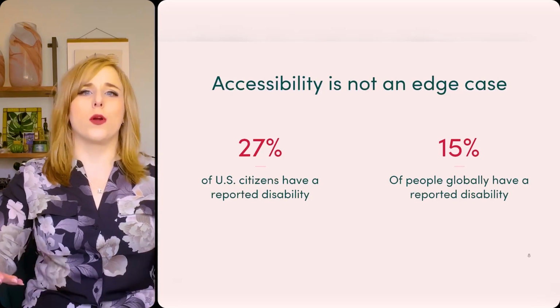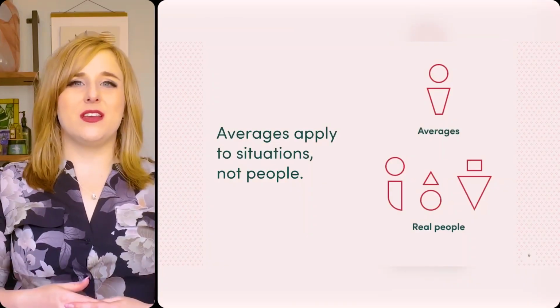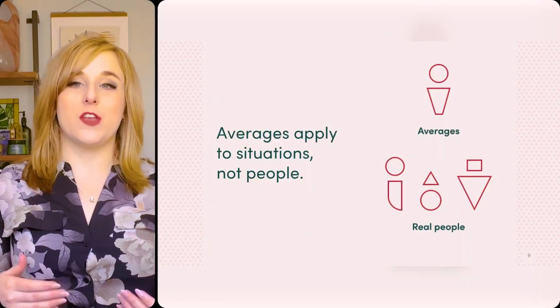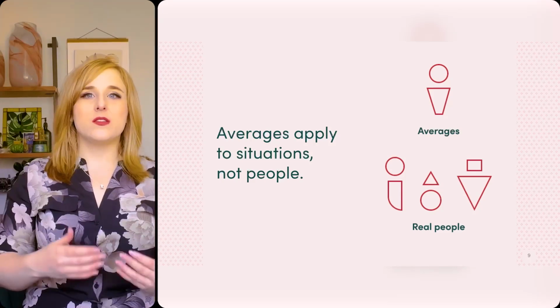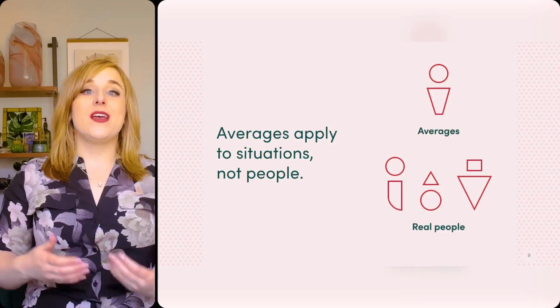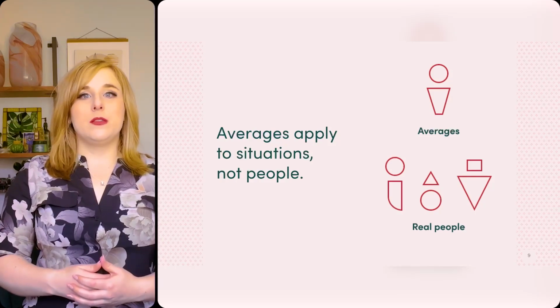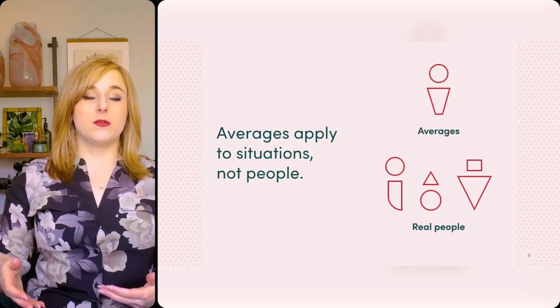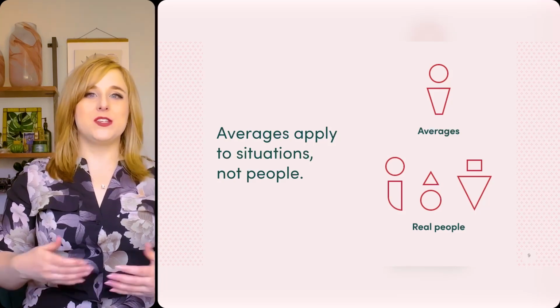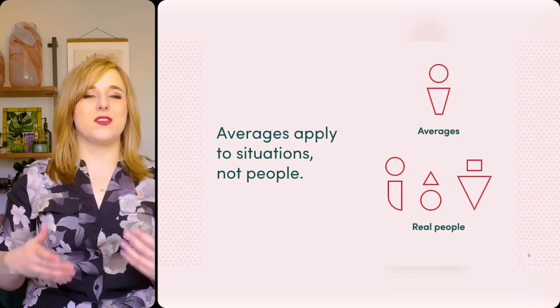Now, I can't imagine any product leader who would ever say that 15 to 27% of users should be ignored. Accessibility being an edge case is a myth that comes from the perception that there are average users or average bodies. Yes, certain flows, features, they can be edge cases. These are situations where something isn't being used as much as other things. But people can't be edge cases because no human fits an average.